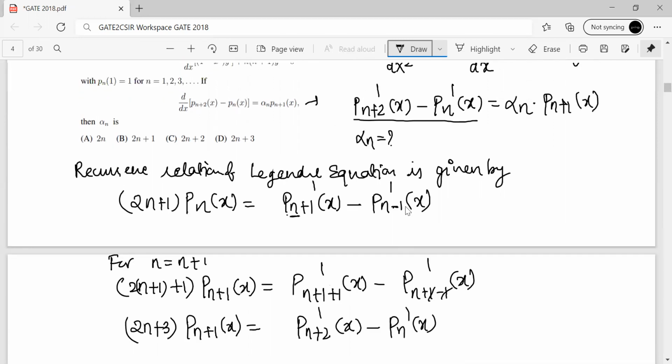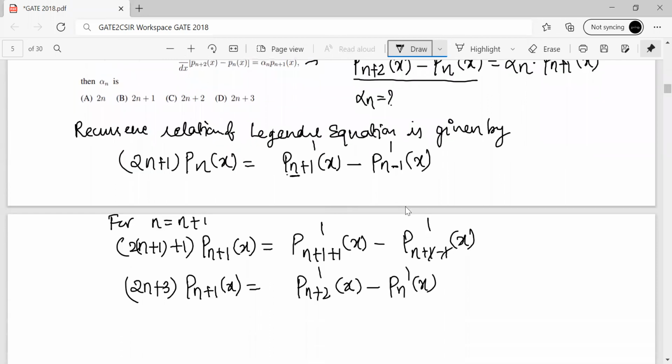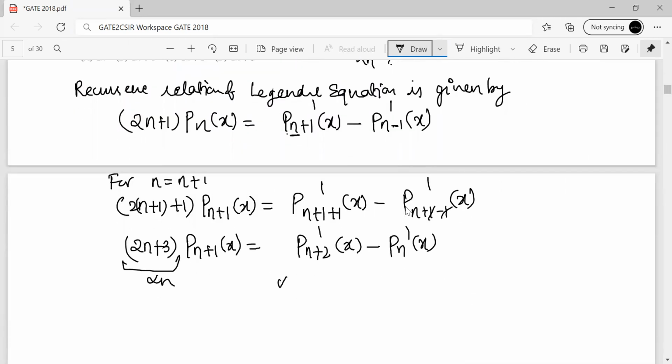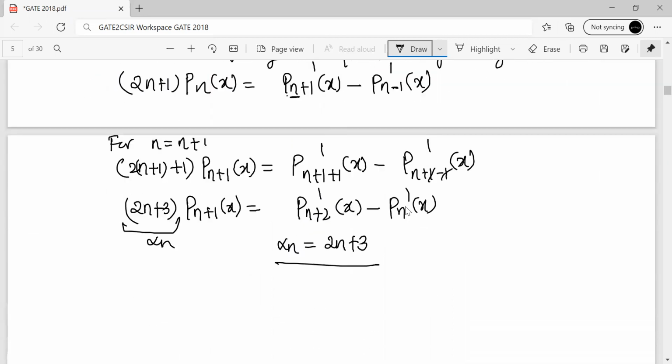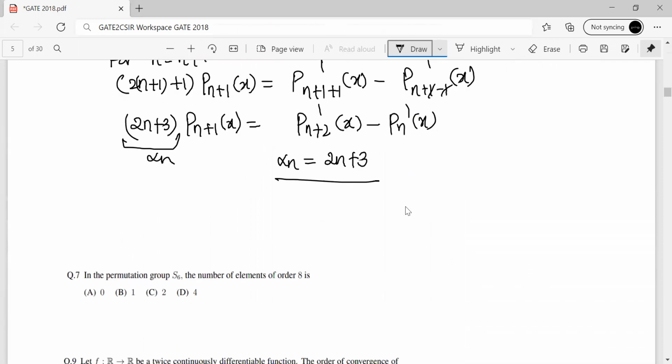And if you compare the given relation with this, then this quantity right here is alpha n. So we get alpha n equals 2n plus 3. So we got alpha n to be 2n plus 3. In that case, D option is correct.